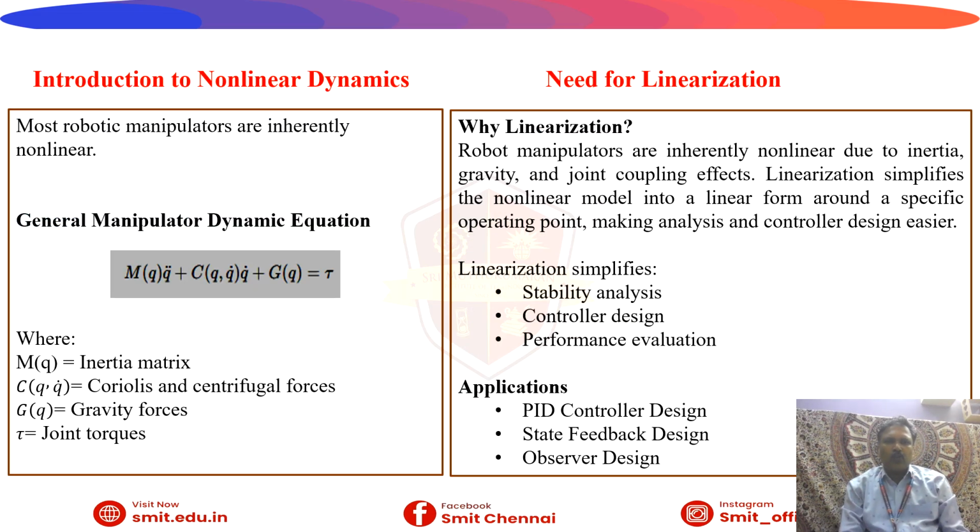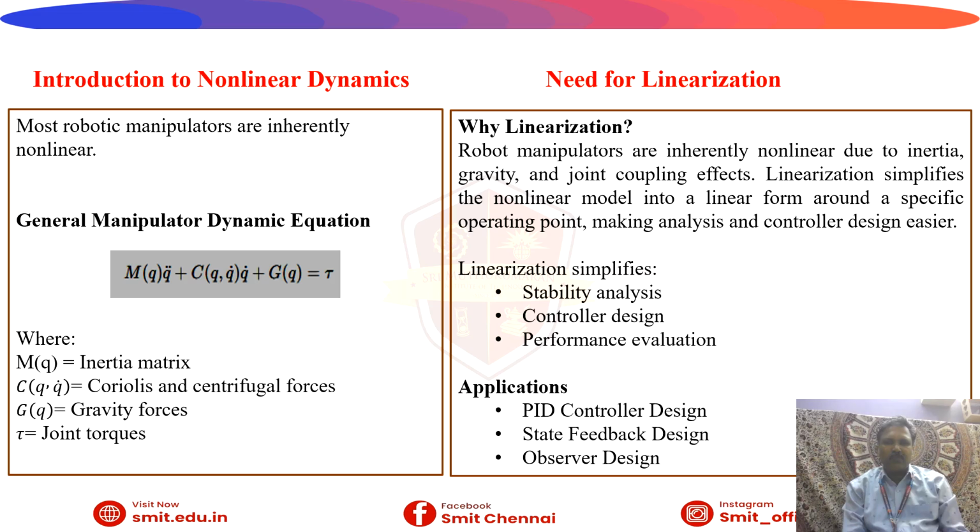Then, what is the introduction to non-linear dynamics? Most robotic manipulators are inherently non-linear. The expression has M of q as the inertia matrix, C of q, q dot for Coriolis and centrifugal forces, G of q for gravity forces, and tau as joint torque. Why linearization? Robot manipulators are inherently non-linear due to inertia, gravity and joint coupling effects. Linearization simplifies the non-linear model into a linear form around a specific operating point.